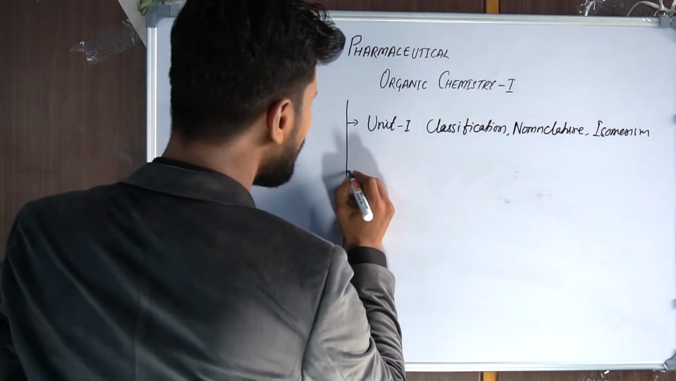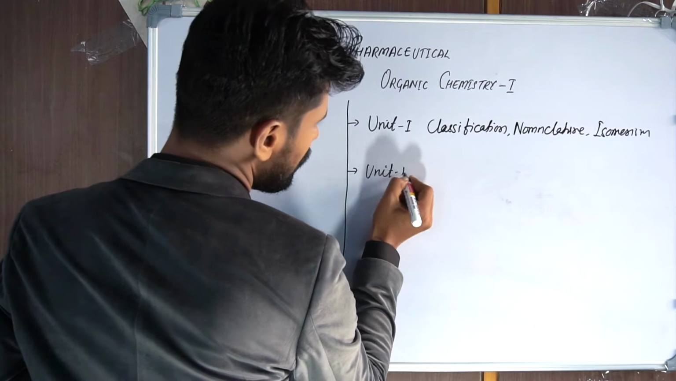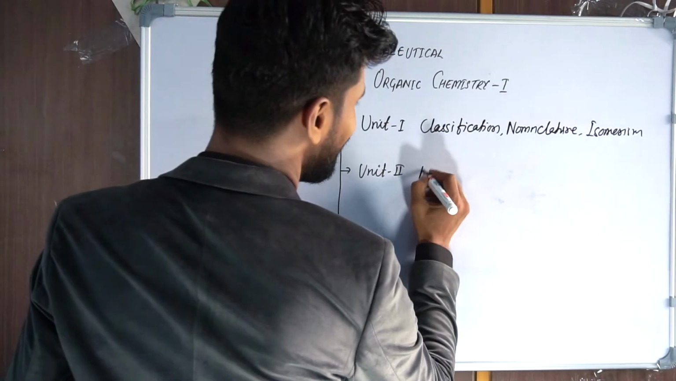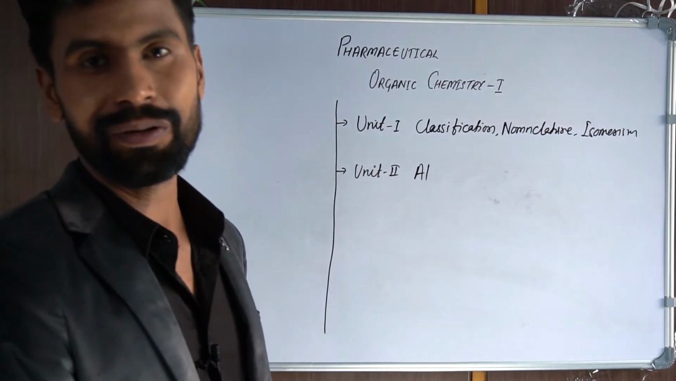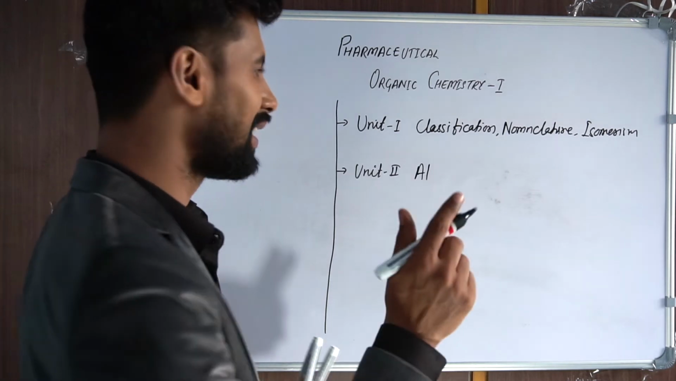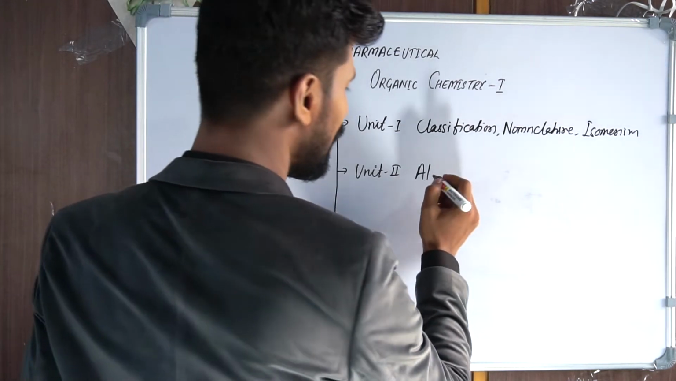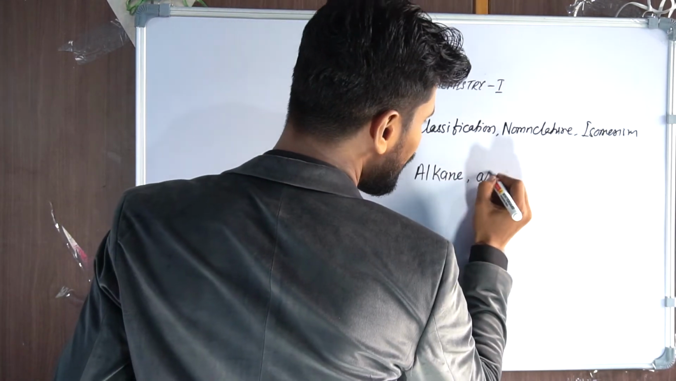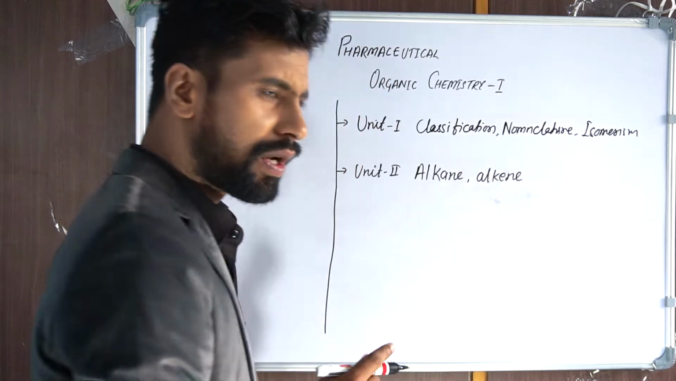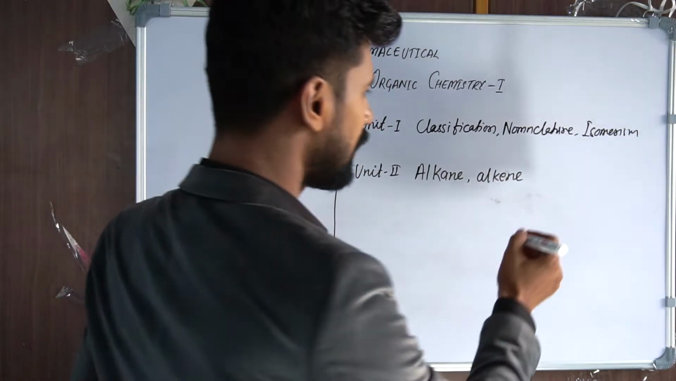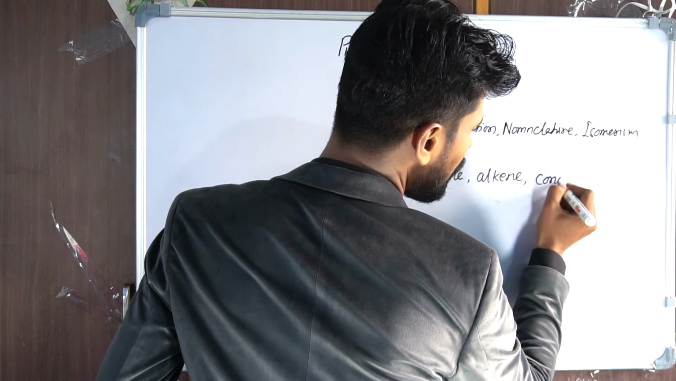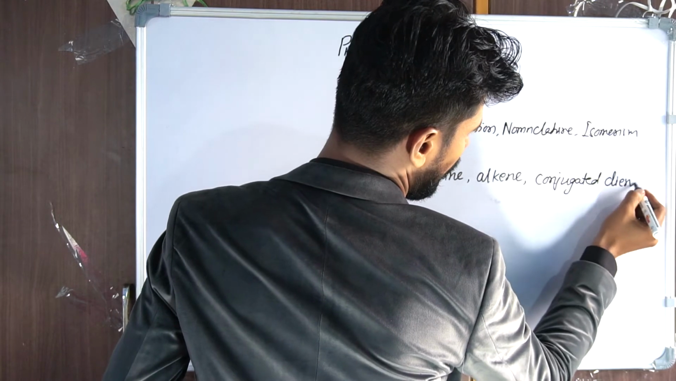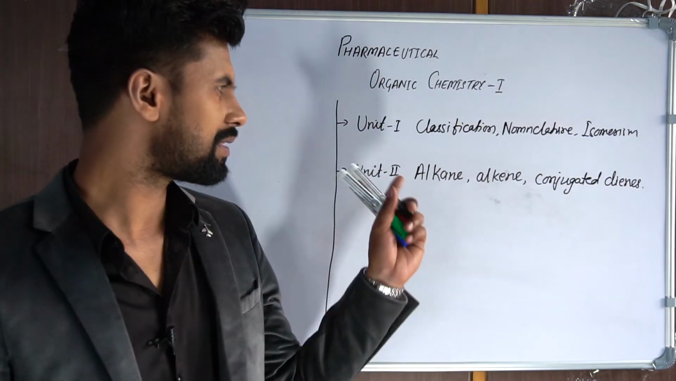The second unit is mainly focusing on alkanes. You know what alkanes are. Even if you don't know, don't worry, we are going to discuss them in detail in the respective lectures. We are going to discuss alkanes and alkenes, as well as dienes. We are going to discuss conjugated dienes in our lecture. So this is the second unit.